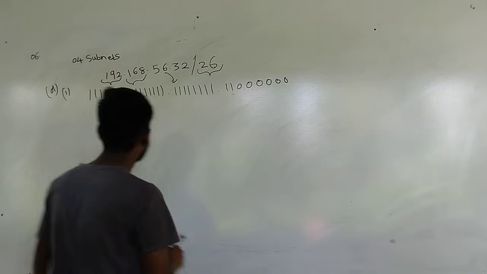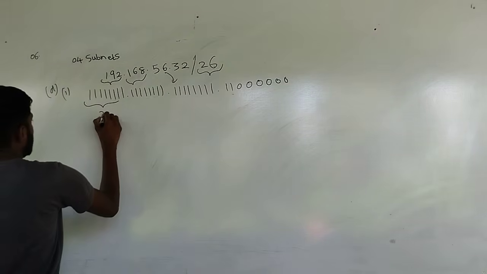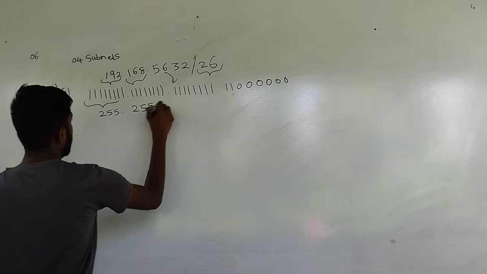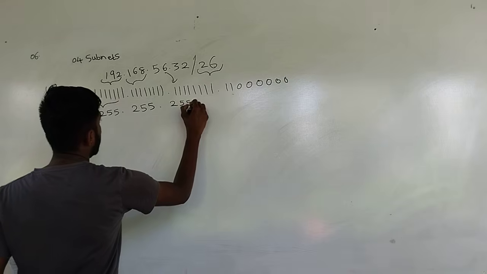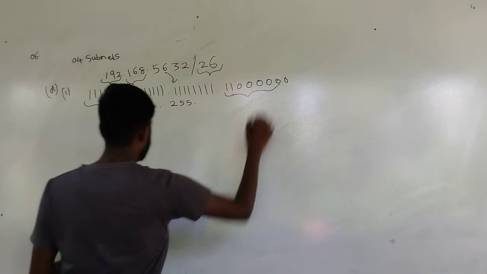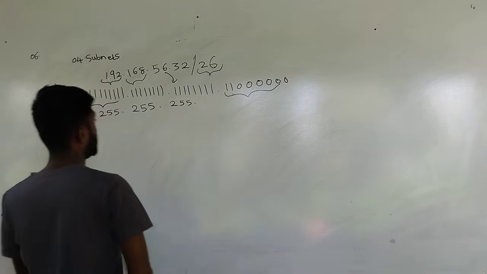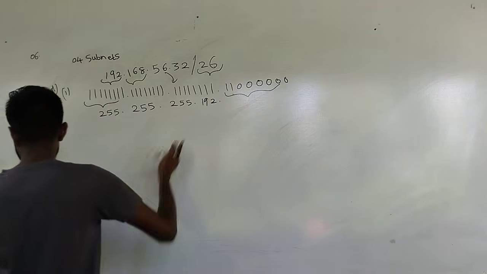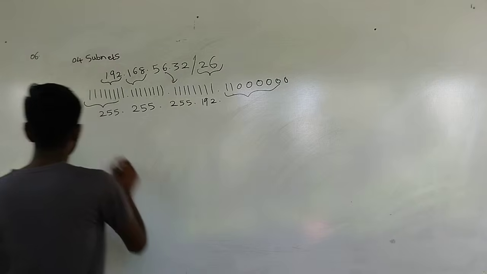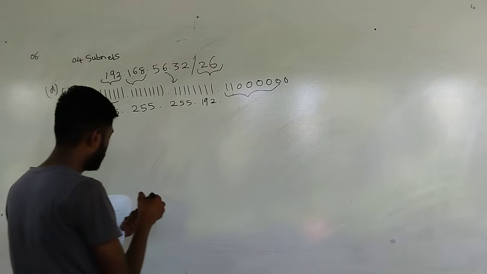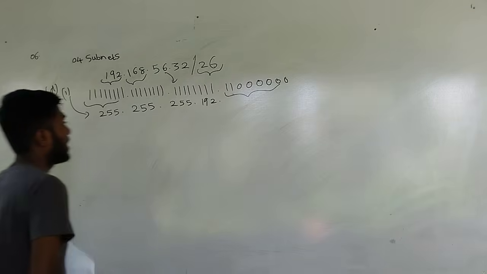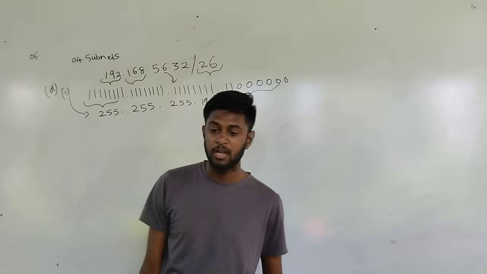Let me erase this stuff. Then here, once you do the binary to decimal conversion, you will get 255, here 255, here 255, and here 192. This is the answer for the first one: 255.255.255.192, which is the subnet mask.